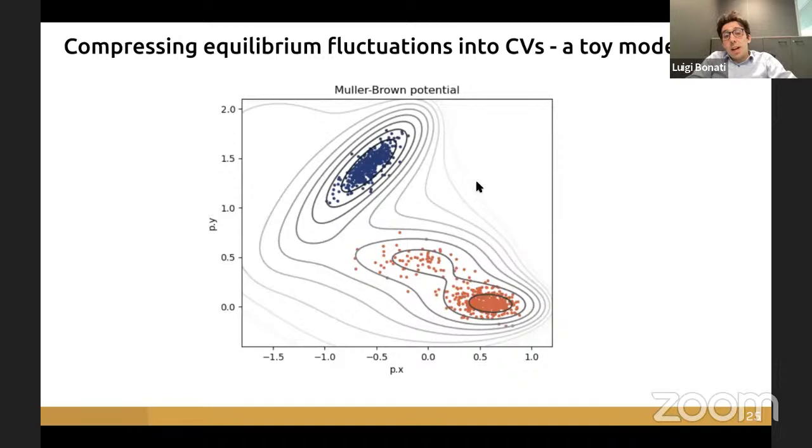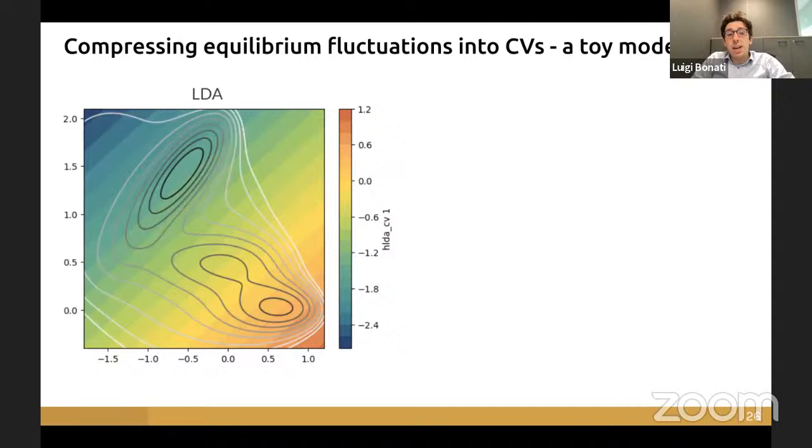When we take this data and train a deep LDA CV, first we can see what happens if we use just a linear combination of the inputs. Here the inputs are just X and Y. In the case of LDA, we can learn only a linear projection of these inputs. Another important thing that should be highlighted is that when we apply a bias potential using the CV, the system will be driven in the direction which is orthogonal to the isolines. So in this case, we will drive the system in this direction, which is good when we are in this state, but driving it in the same direction also here is not as effective.